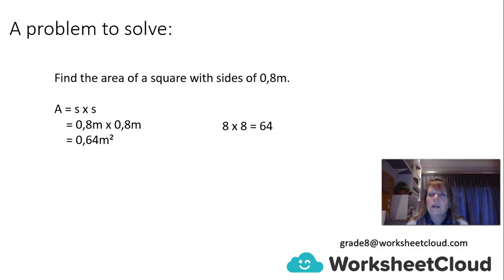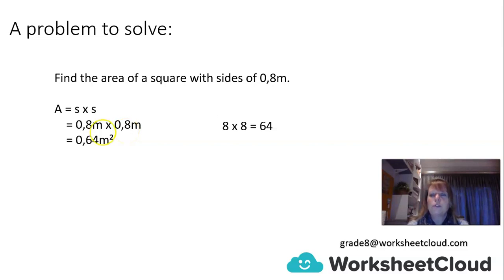Everybody happy with that? Can you see how we got it? Our side is 0,8. We've got to go 0,8 times 0,8. We are then going to multiply out by taking out the commas, just 8 times 8 is 64. But can you see I also didn't put an equals here? I didn't put that underneath here because 0,8 times 0,8 is not the same as 8 times 8.